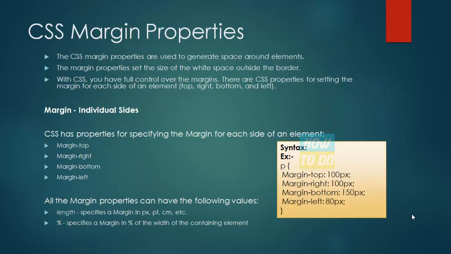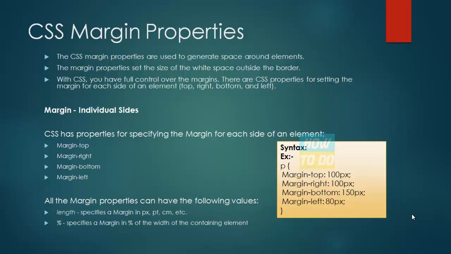The margin properties. The CSS margin properties are used to generate space around elements. So these margins are used to create space around the elements which we are creating in an HTML or a CSS document. The margin property sets the size of the white space outside the border. With CSS, you have full control over the margins. There are CSS properties for setting the margins for each side of an element: top, right, bottom and left. So the margin properties will be given for 4 different sides, which are top, right, bottom and left.